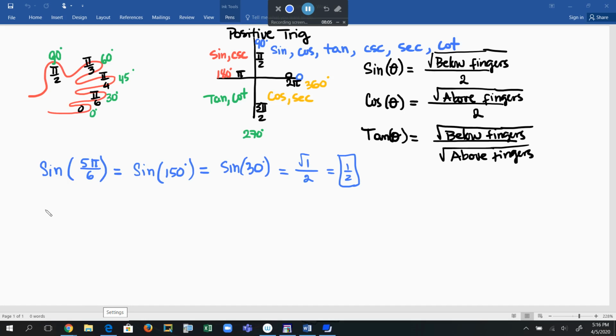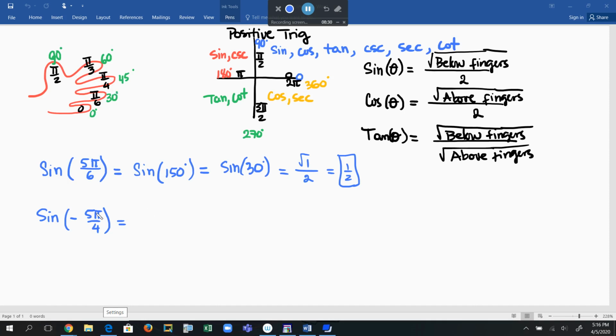So let's say, what happens if the angle is negative? Let's say we want to find sine of negative 5 pi over 4. The first thing is that you can see right here that our reference angles, which are on our left hand, from 0 to 90, those are acute angles, and again they're all positive.